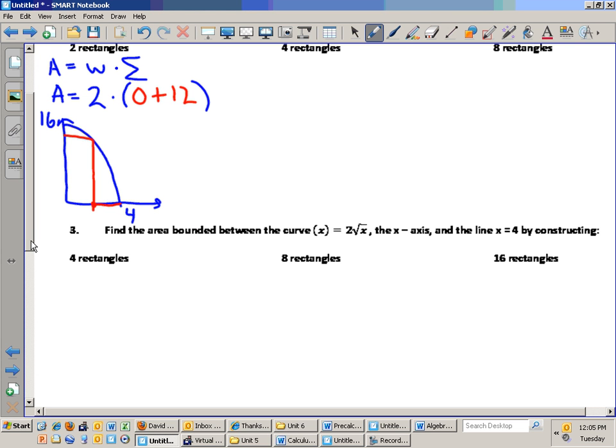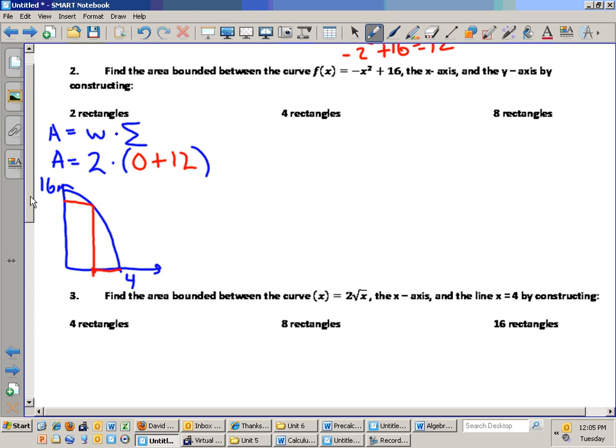So do you see where I got 2 from? Okay, and my function is right here. So I plugged the 2 in, squared it, got 4, made it negative 4 plus 16 is positive 12. So my area for this piece is 24. Is that an underestimation or an overestimation? Way under.